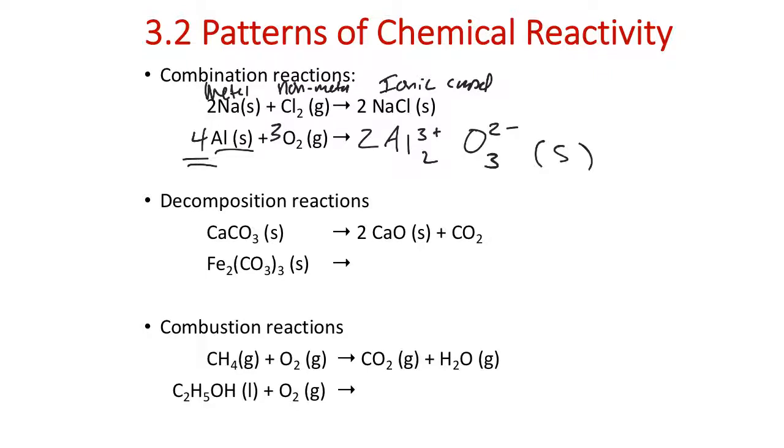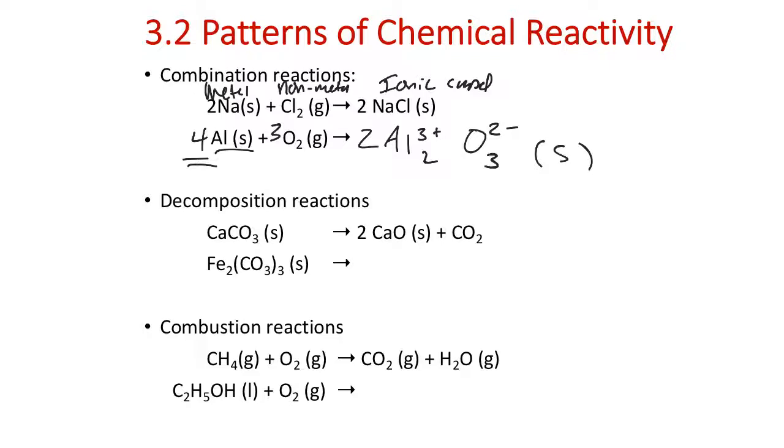Now, most ionic compounds you would predict to be solids. We're not predicting too many physical states here, but if you're wondering about the way the states are working, we're just imagining that we're making that solid ionic compound. Now, one other type of reaction that's fairly characteristic is a decomposition reaction. A decomposition is kind of the opposite of the combination. Combination just puts things together and makes a product, and then the decomposition takes something and breaks it apart into multiple products.